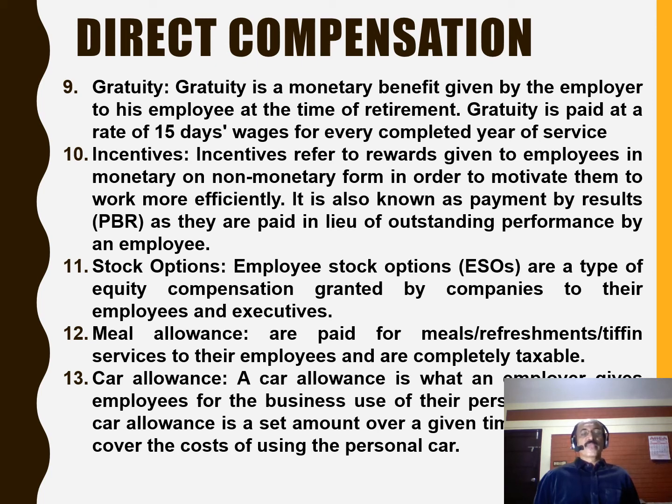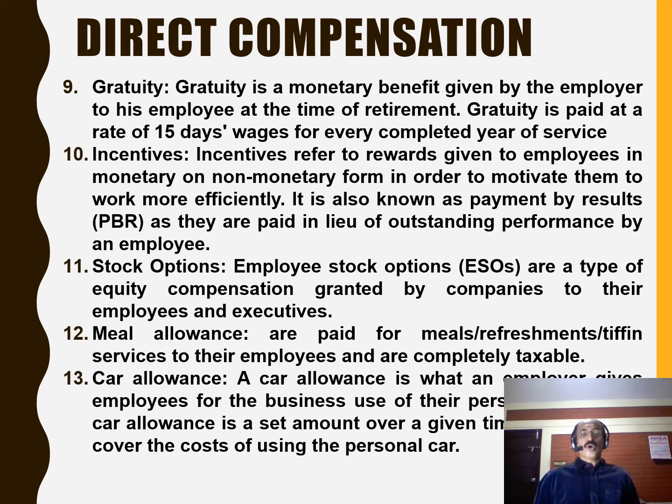All right. Then another one is called incentives. Now, incentives are based on performance. To work more efficiently to achieve the higher organizational objectives, we call it incentives. It is also known as payment by results, and this is given only for performance above the target or a certain objective which the company has given.